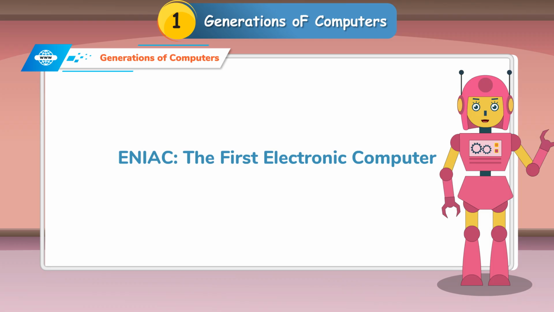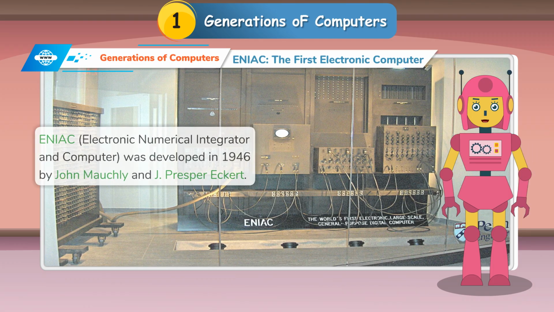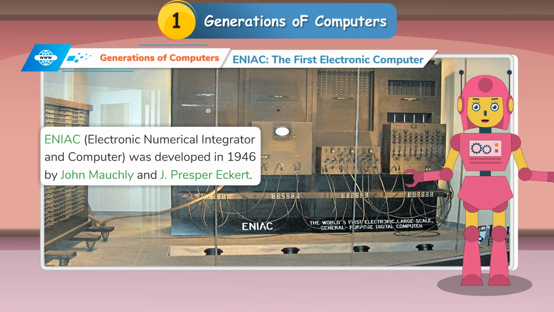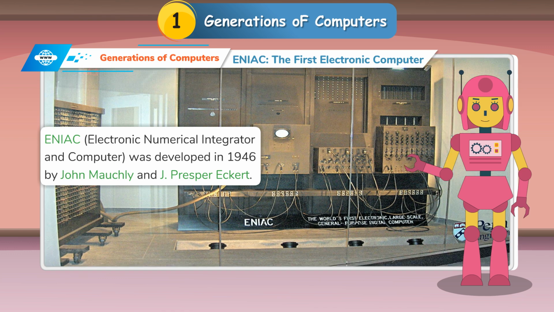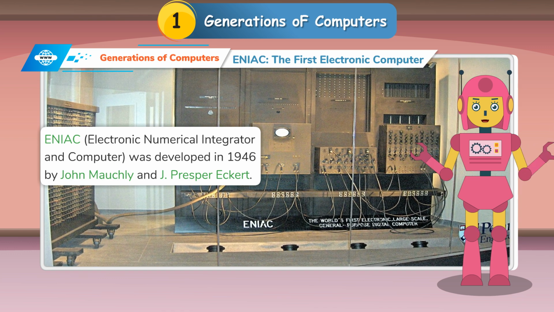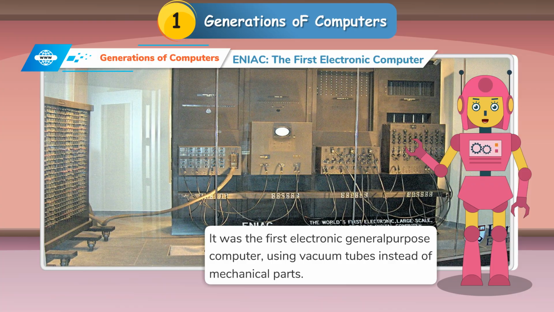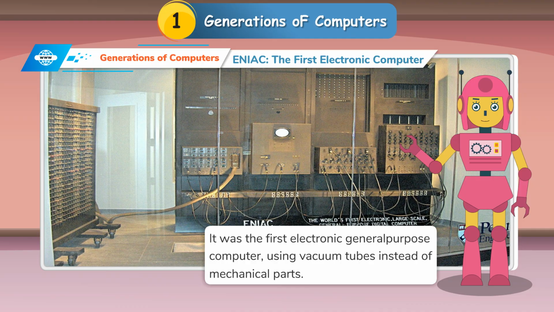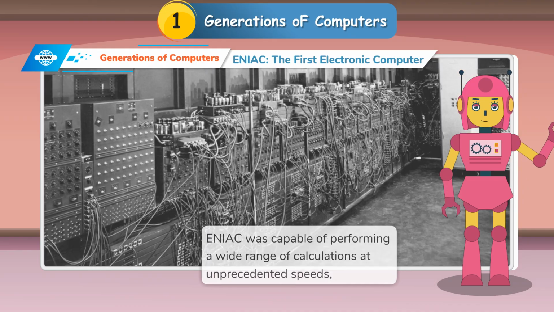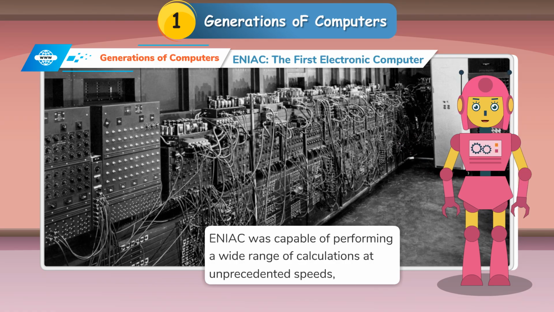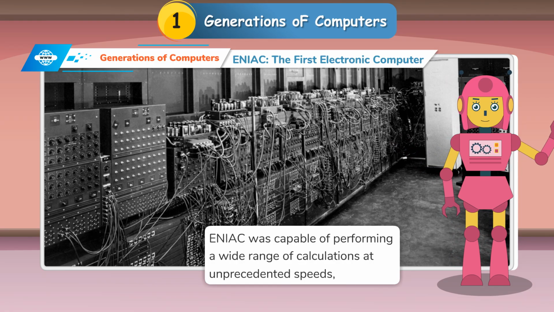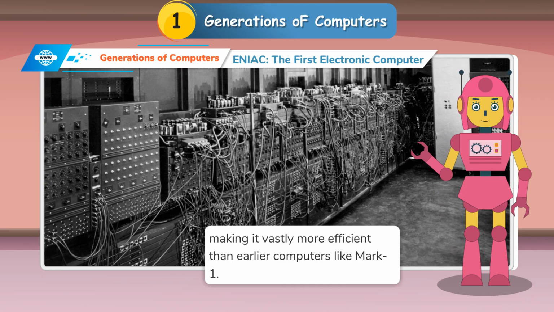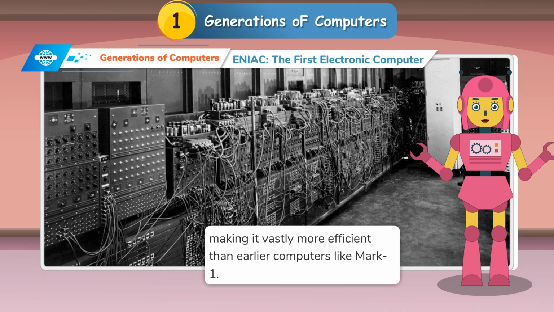ENIAC, the first electronic computer. ENIAC, Electronic Numerical Integrator and Computer, was developed in 1946 by John Mauchly and J. Presper Eckert. It was the first electronic general-purpose computer using vacuum tubes instead of mechanical parts. ENIAC was capable of performing a wide range of calculations at unprecedented speeds, making it vastly more efficient than earlier computers like Mark I.